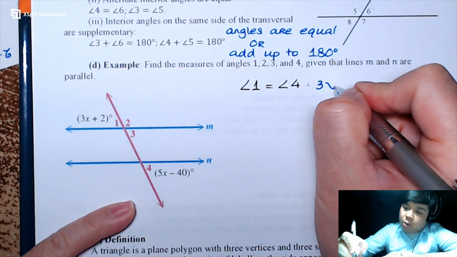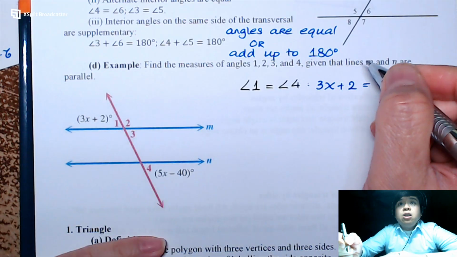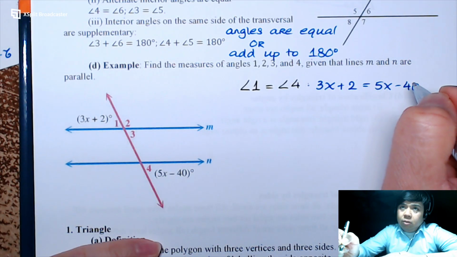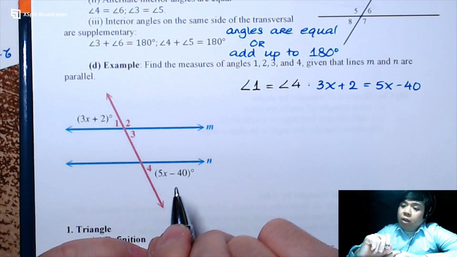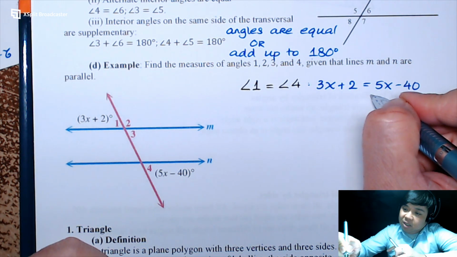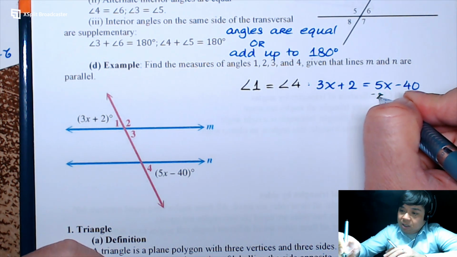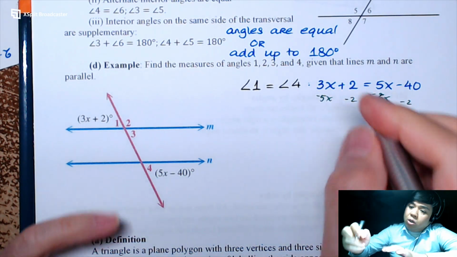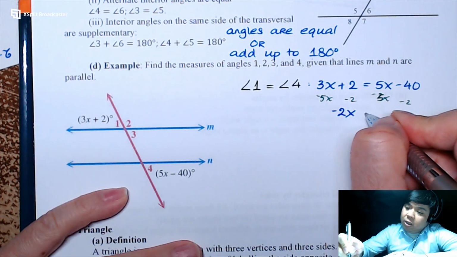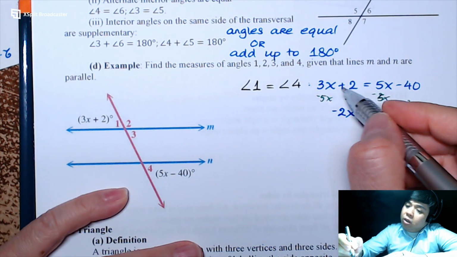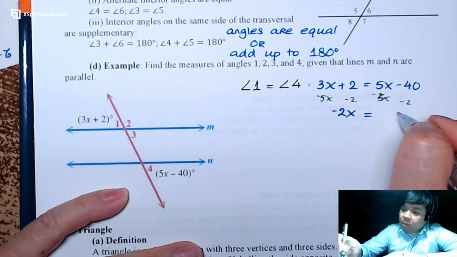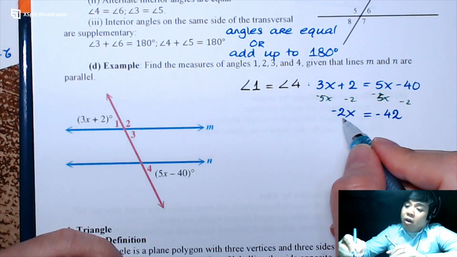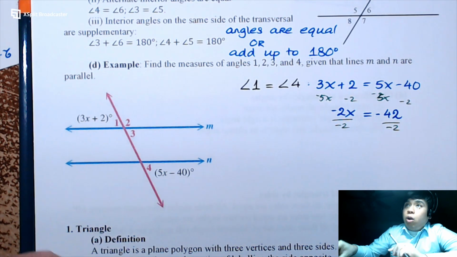So we have 3x plus 2 is equal to 5x minus 40. Now we just solve for x. That's easy. Just minus 5x, minus 2. So we have minus 2x equal to, that cancels, negative 42. Divide by negative 2 on both sides. Well, x equals 21.